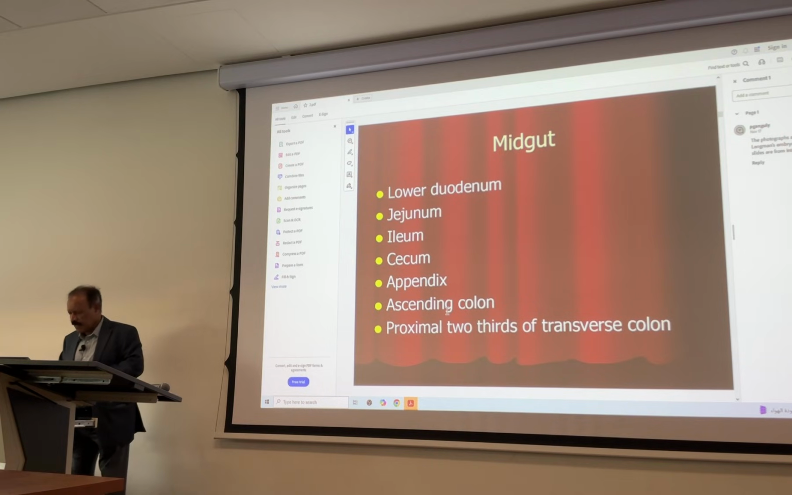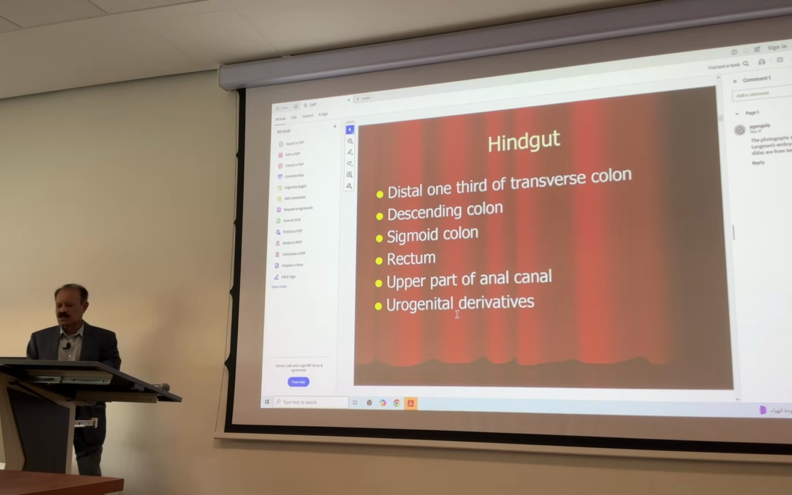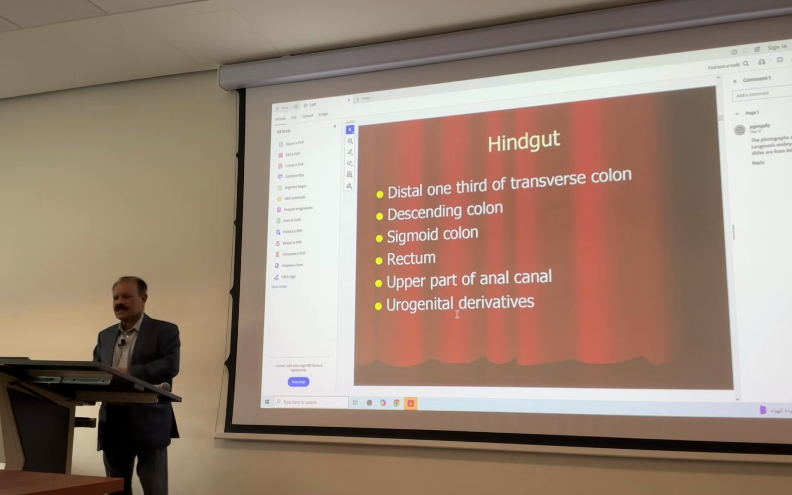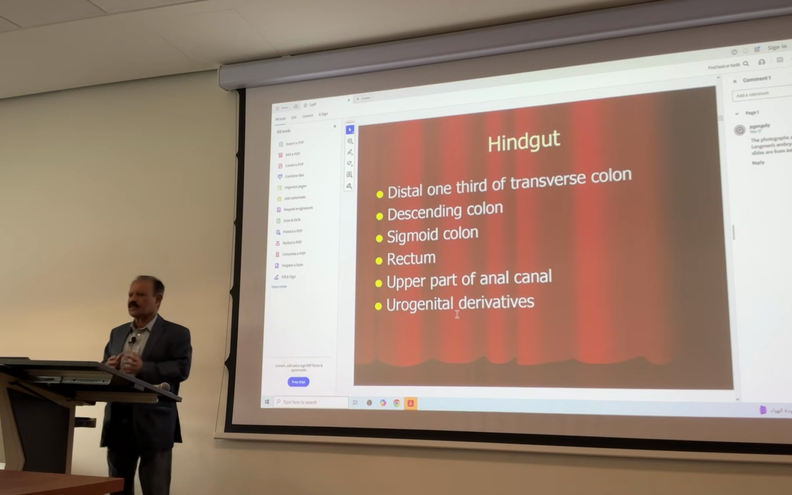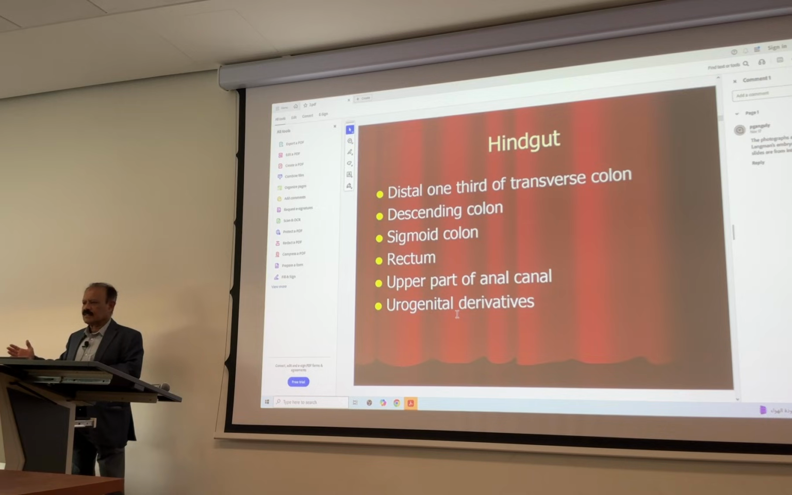Okay? Then comes the hindgut: the distal 1/3 of the transverse colon, descending colon, sigmoid colon, rectum, upper part of the anal canal. And don't forget that cloaca. Remember that cloaca story? That is also forming the urogenital system. And we have the block director over here, Professor Faisal. He will be running the show, and he makes sure that people understand this derivative.